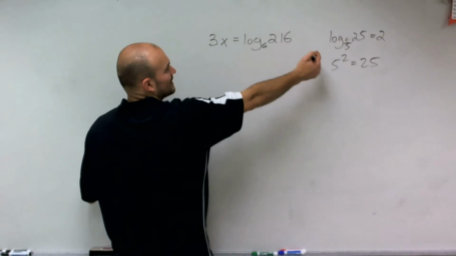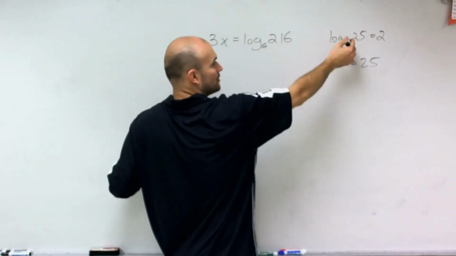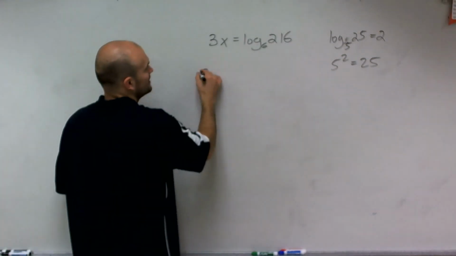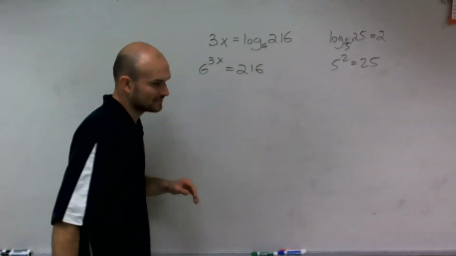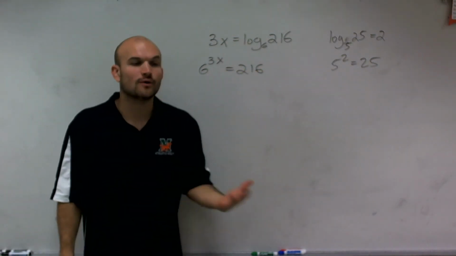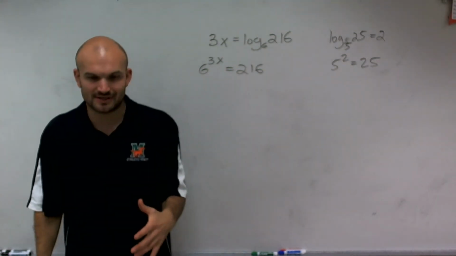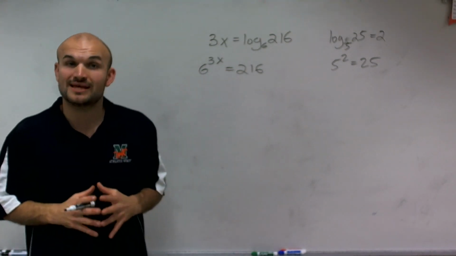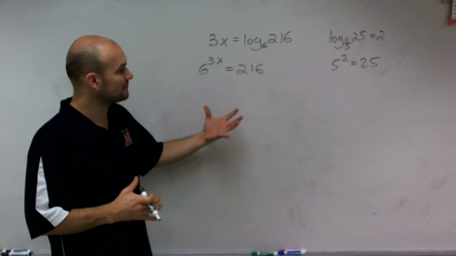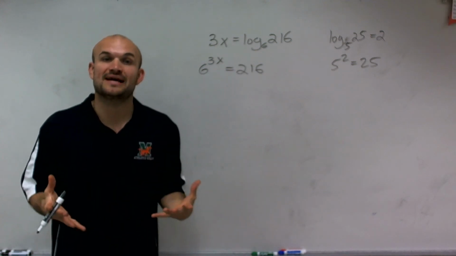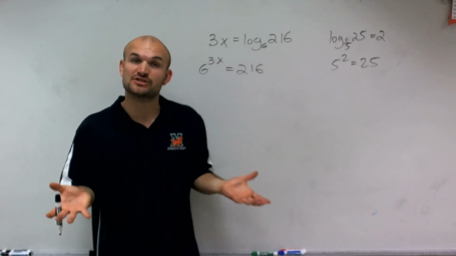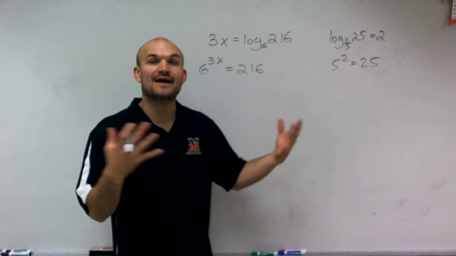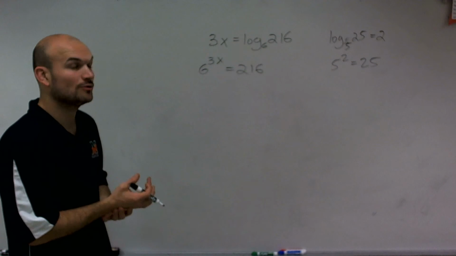Following the process of rewriting from logarithmic to exponential, I could say 6 to the 3x power equals 216. So now I have an equation dealing with exponents. And when we are dealing with equations with exponents, the main thing we want to do to solve for these is get them to be the exact same base. Because once we have an equality of exponents, the bases are irrelevant as long as they are equal, and our exponents would then be equal to one another.